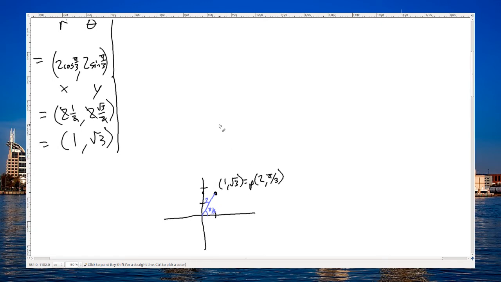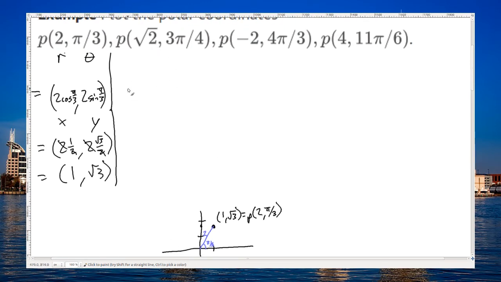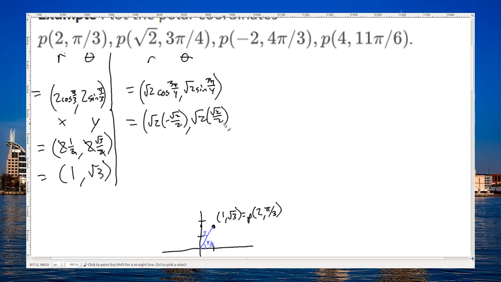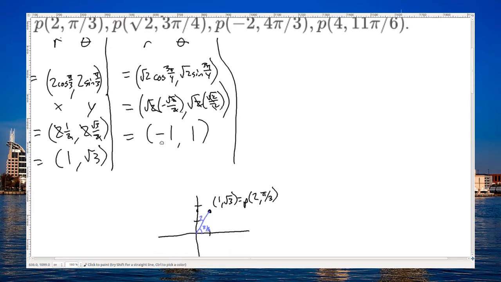Okay, let's continue on with the other examples. Here we've got an r and theta of root 2 and 3 pi over 4. That gets us root 2 cosine 3 pi over 4, root 2 sine 3 pi over 4. Cosine is negative root 2 over 2 here, sine is positive root 2 over 2. And that gets us negative 1 comma positive 1. The root 2 times the root 2 becomes a 2, which cancels with the 2 here and here. Negative 1, positive 1.